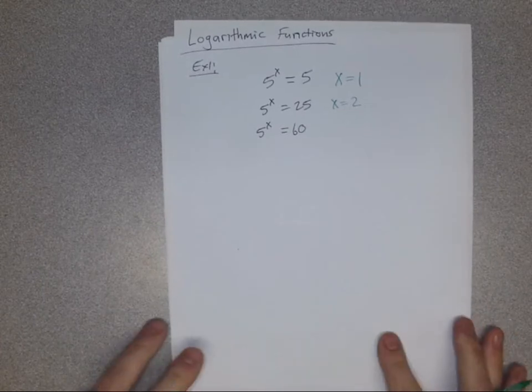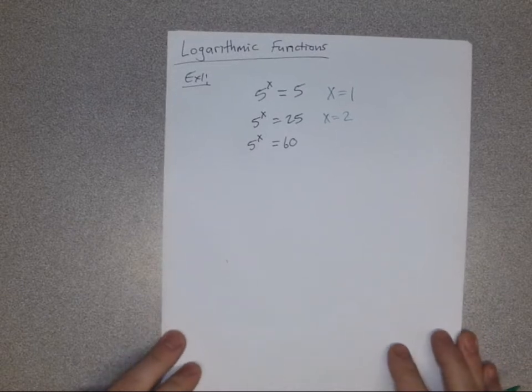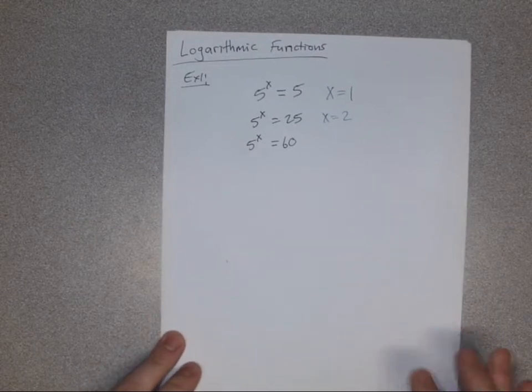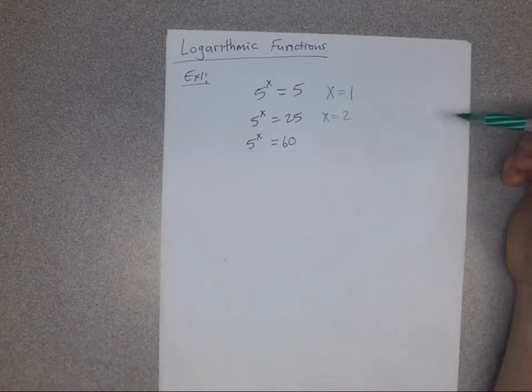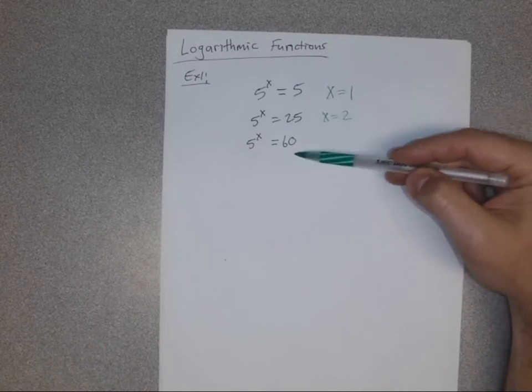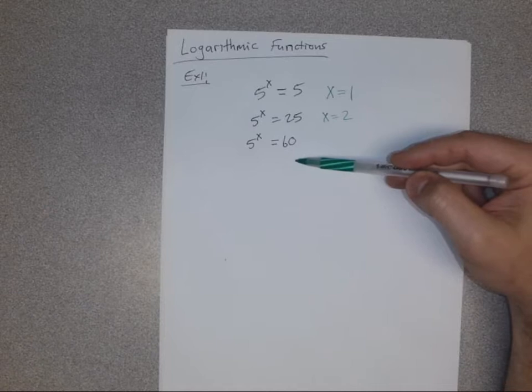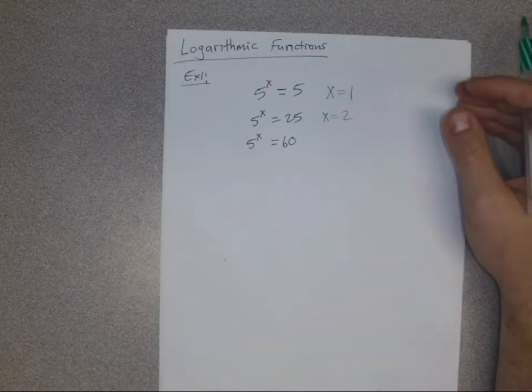That one's a little harder. It's because it's not an even number. It's somewhere between 2 and 3. I don't know exactly. All right? So I know it's between 2 and 3 because 5 squared is 25. 5 cubed is 125. So I know it's somewhere in there. But other than that, I can't tell you much more.